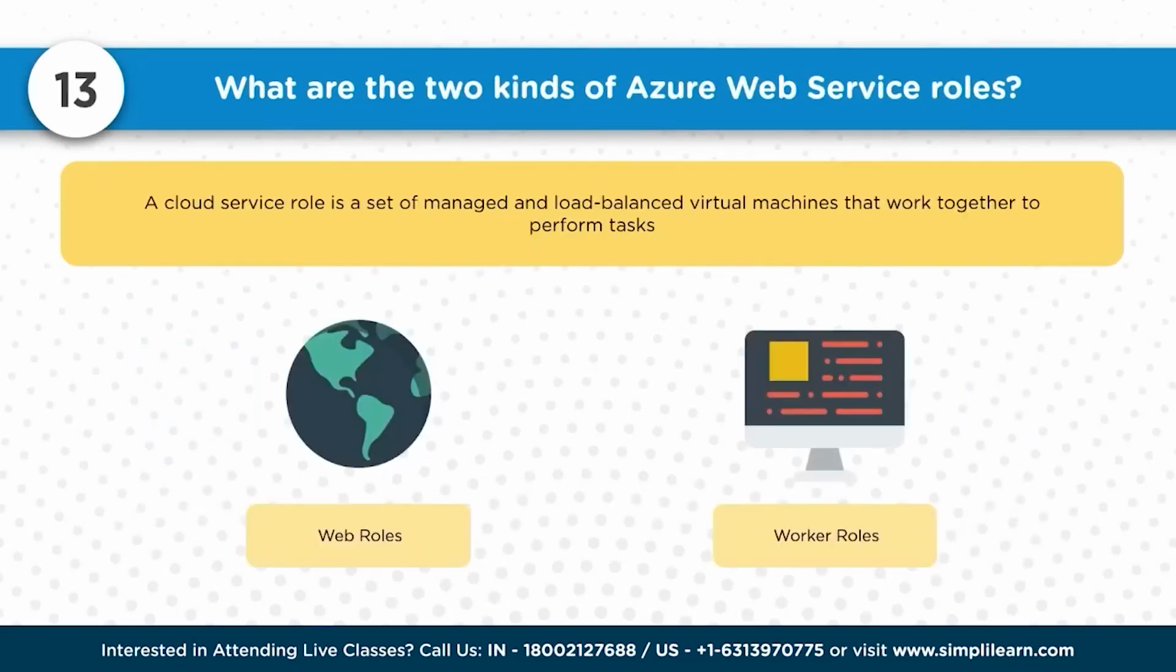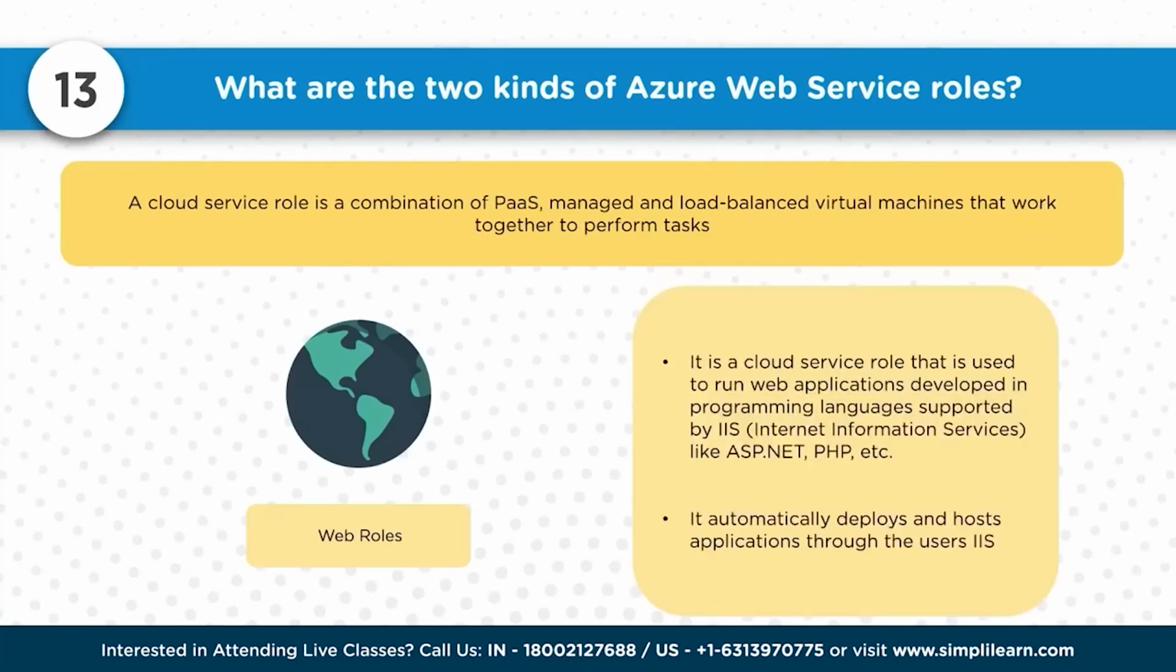This is a very common question. What are the two kinds of Azure web service roles? Now, a service role is a set of managed and load balanced virtual machines that work to perform some task. Based on what it's going to run on top of it, whether a web service or a worker service, defines what kind of role gets attached to these virtual machines. So we have two types, web role and worker role. The web role is a cloud service role that's configured to run web applications developed on programming languages and technologies.